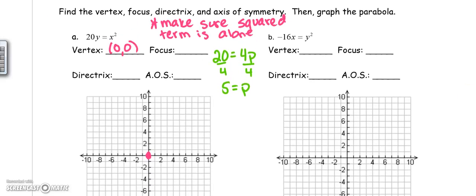Now that we know that 5 is p, that tells us the focus is 5 units away from the vertex. Now we need to know which direction to go. Since it's a positive x squared, that means that the parabola is opening up. So that means the focus is 5 units up from the vertex. So there's our focus, which is at (0, 5).